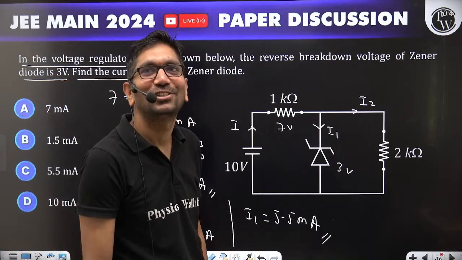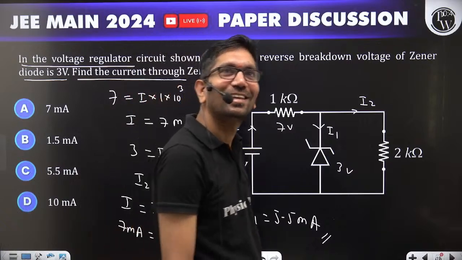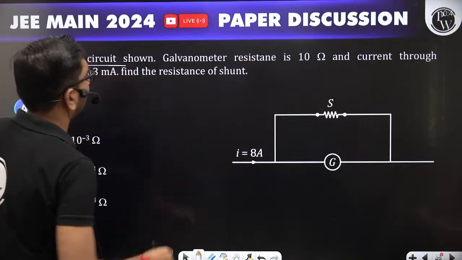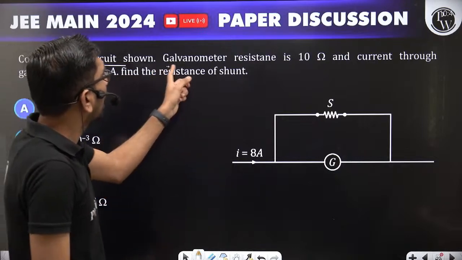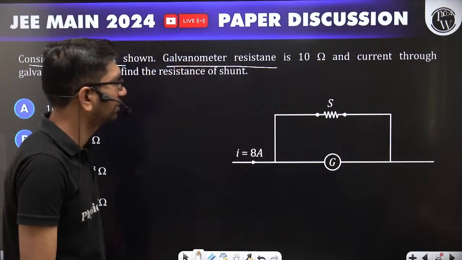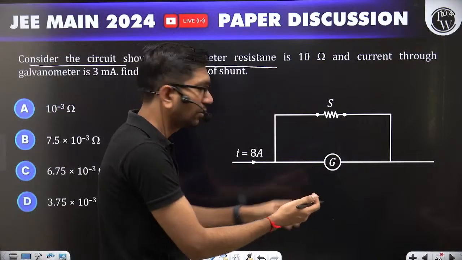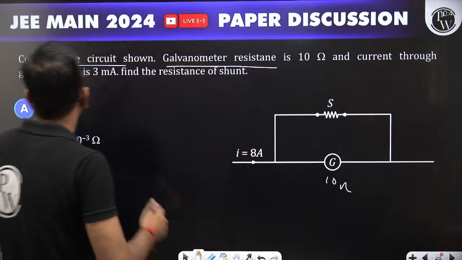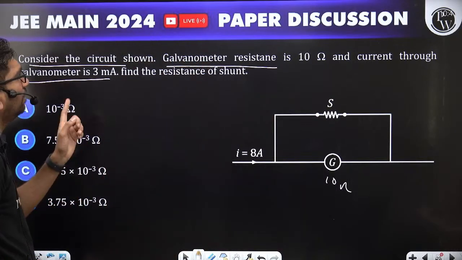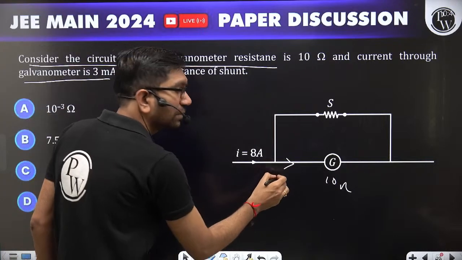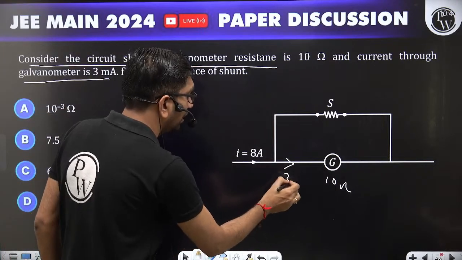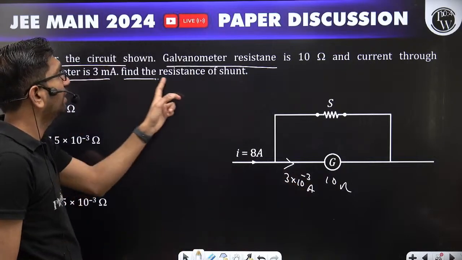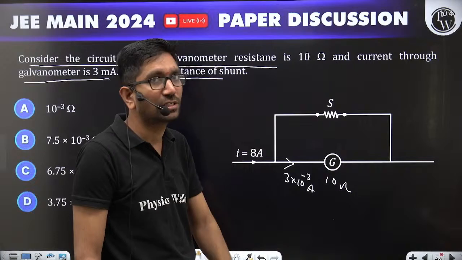Yes. So let us move toward the next question. Consider the circuit shown. Galvanometer resistance is 10 ohms, and the current through the galvanometer is 3 milliampere. Milli is 10 power minus 3. Now, find the resistance of the shunt. So you have to find out the resistance of this one.